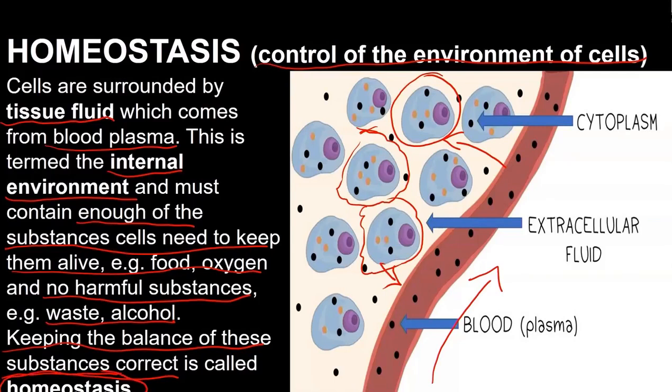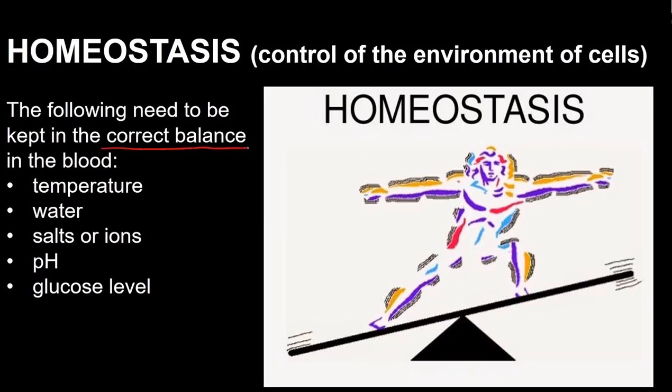homeostasis. And the word homeo means the same or steady. So homeostasis can be converted into English as a steady state, keeping the amount of substances in your body just right for your cells to stay alive. Where do these substances come from? They come from the blood. So your body tries to keep these substances in the correct balance in the blood.